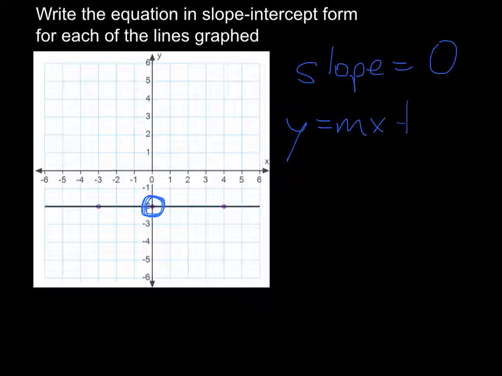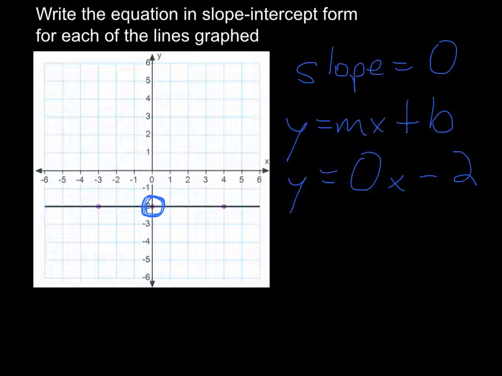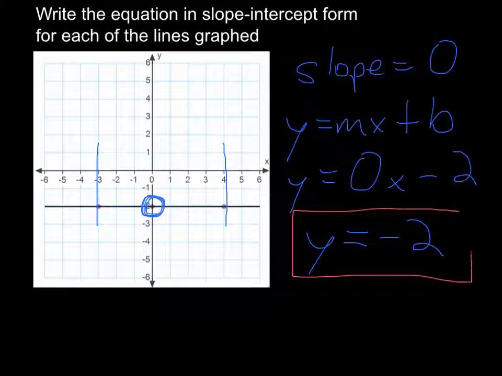Using our equation y equals mx plus b, we get y has a slope of 0x, and it crosses at minus 2. We can get rid of that 0x because 0 times anything is just 0. We get y equals negative 2, which makes sense because it doesn't matter what x is. Where x is 4, y is negative 2. Where x is negative 3, y is negative 2. Everywhere we go on this line, y equals negative 2.